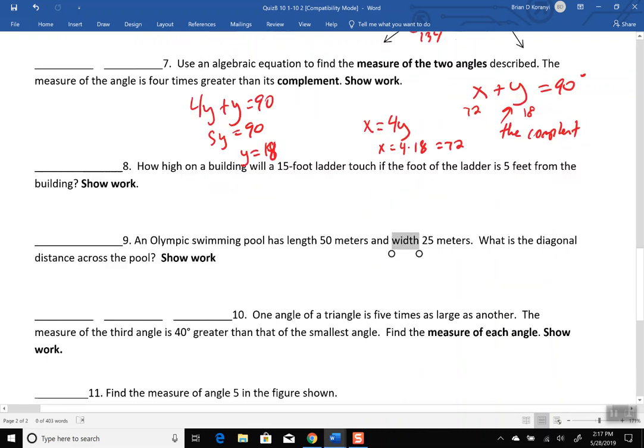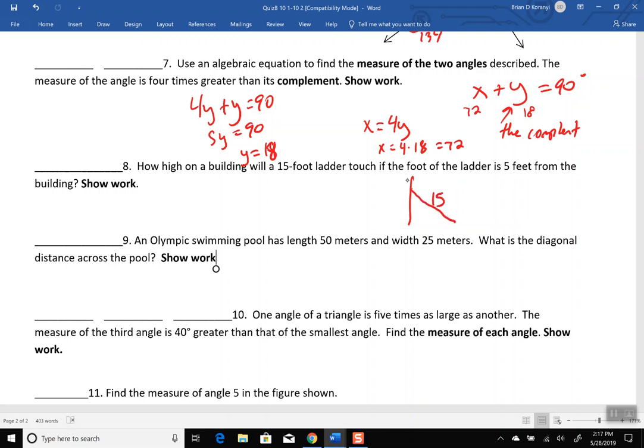How high on a building will a 15-foot ladder touch if the foot of the ladder is 5 feet from the building? Make sure that you are drawing pictures whenever you get these types of questions. So you have a building, you have a 15-foot ladder, and it's 5 feet away from the wall. How tall is the building?